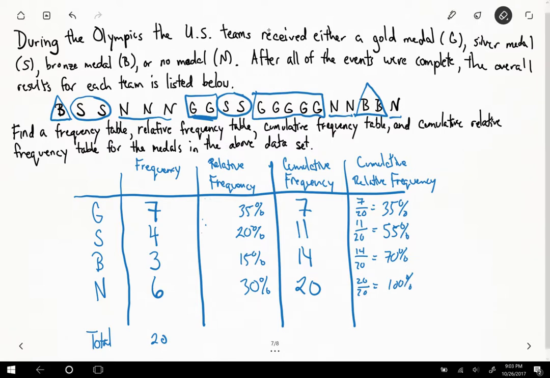So notice what we could have said is, if you look at our third row where we had the bronze, because you have only 3 types of medals, you could say 70% of the U.S. teams earned a medal. So it gives us information that way. And that's all the tables: frequency, relative frequency, cumulative relative frequency. As long as you can distinguish all those, you're in good shape. So, let's move forward once again.